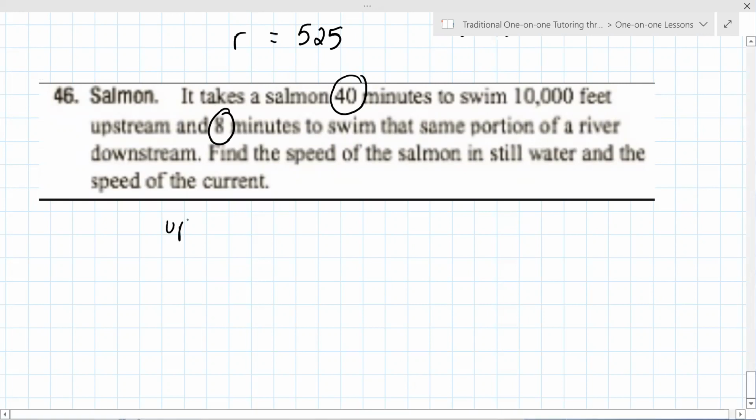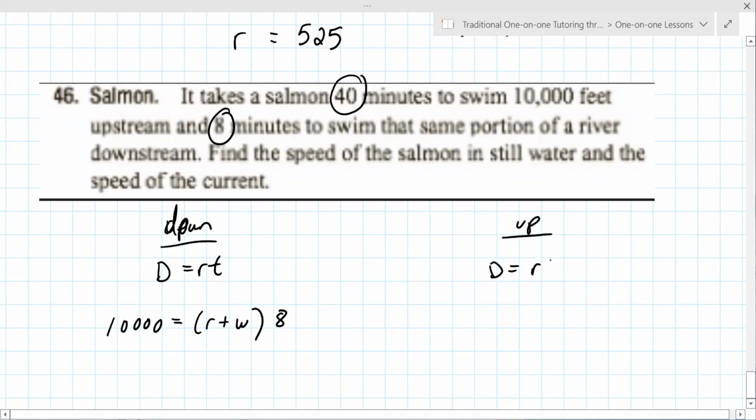So when the salmon's going downstream, that's with the current, it's still D equals RT. So it's 10,000 feet, but when you're going down, it's R plus W, and the time is 8 minutes. When you're going upstream, it's still the 10,000, but this time it's R minus W times the time, which is 40.